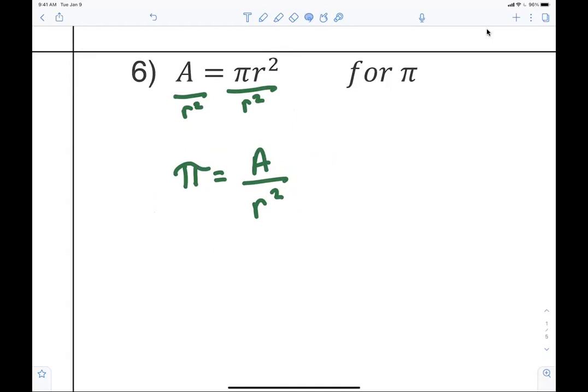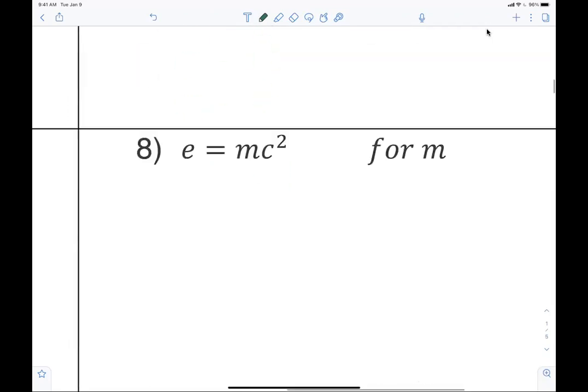So it wouldn't be A r. r squared is r squared, so it has to be A over r squared. Yeah, because these two things, pi and r squared, are connected together with multiplication. So to undo multiplication, we have to divide. All right, here we go. Number 7.